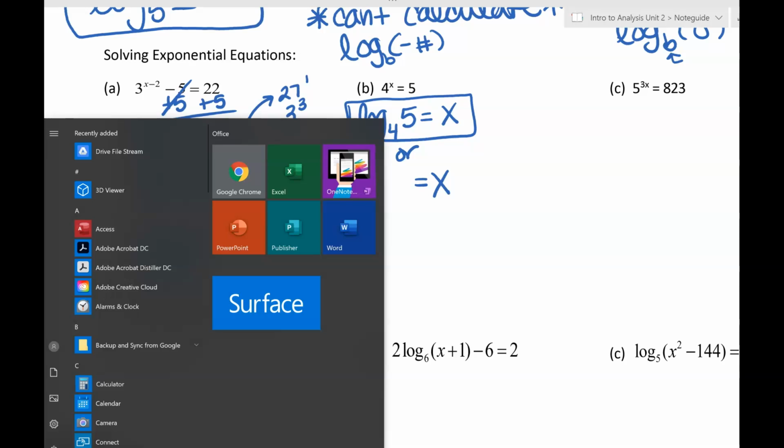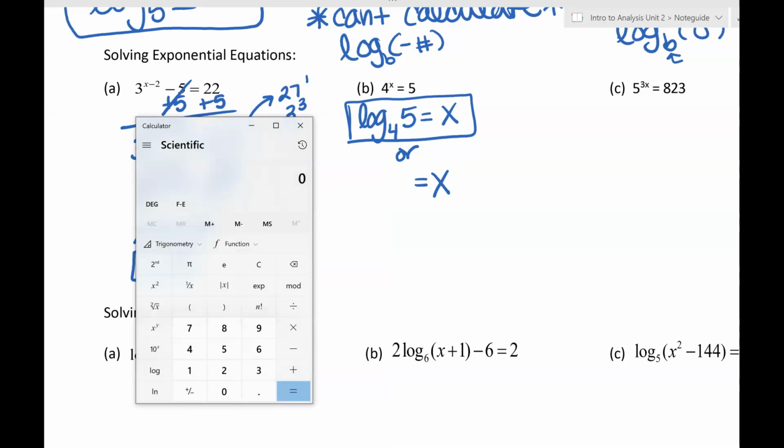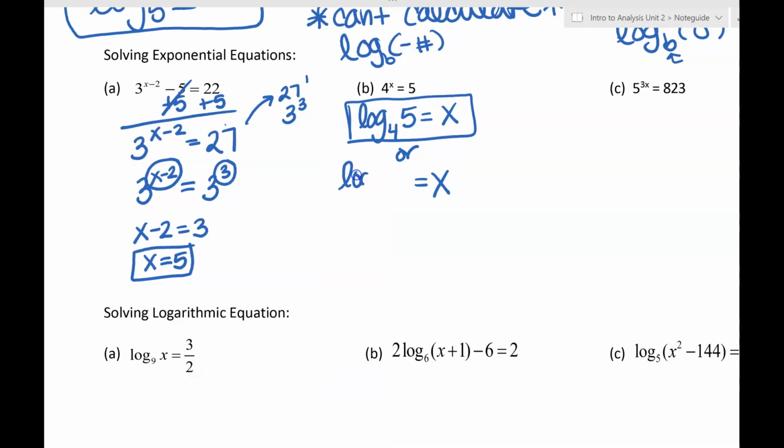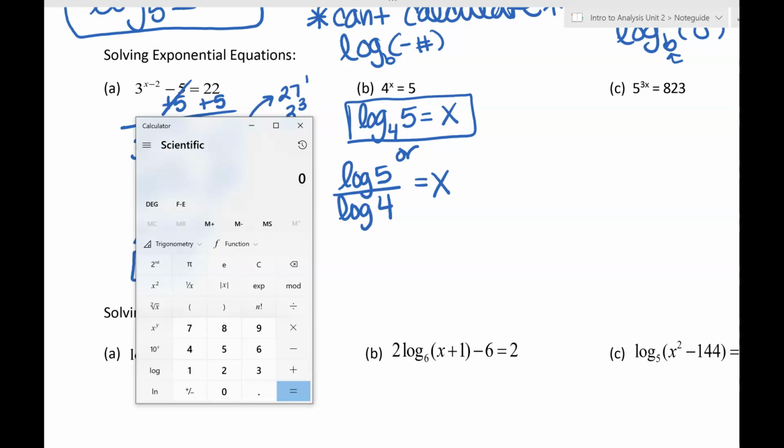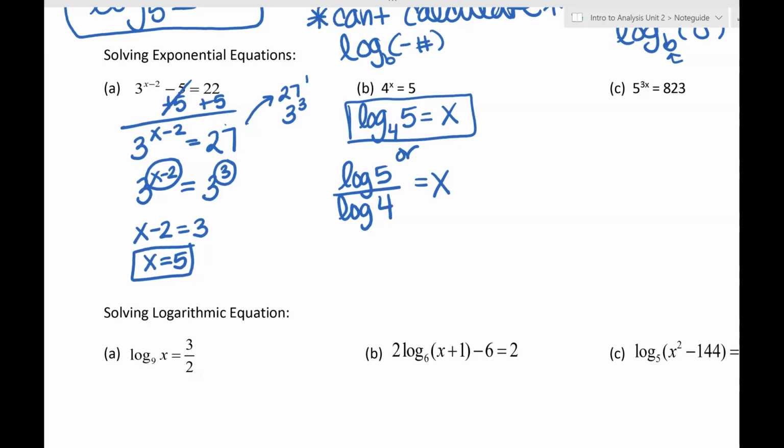If we're going to use a calculator for this, I was telling you before that the formula says we can take log of 5 if we don't have a calculator that lets us type in the base. Here's how we can transfer it to those values. I'm going to use log of 5, divided by log of 4, equals 1.16.